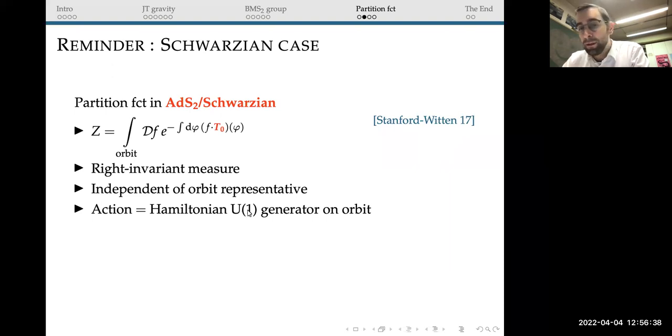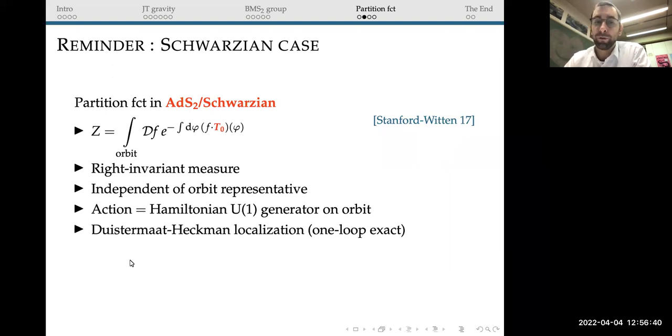And this, in a sense, immediately allows you to use the Duistermaat-Heckman theorem, which ensures in the end that the partition function is one loop exact. So there's really a sequence of arguments here that starts from writing the Schwarzian action, choosing a right invariant measure, using the fact that this is a U1 generator, and thereby finding a one loop localization.